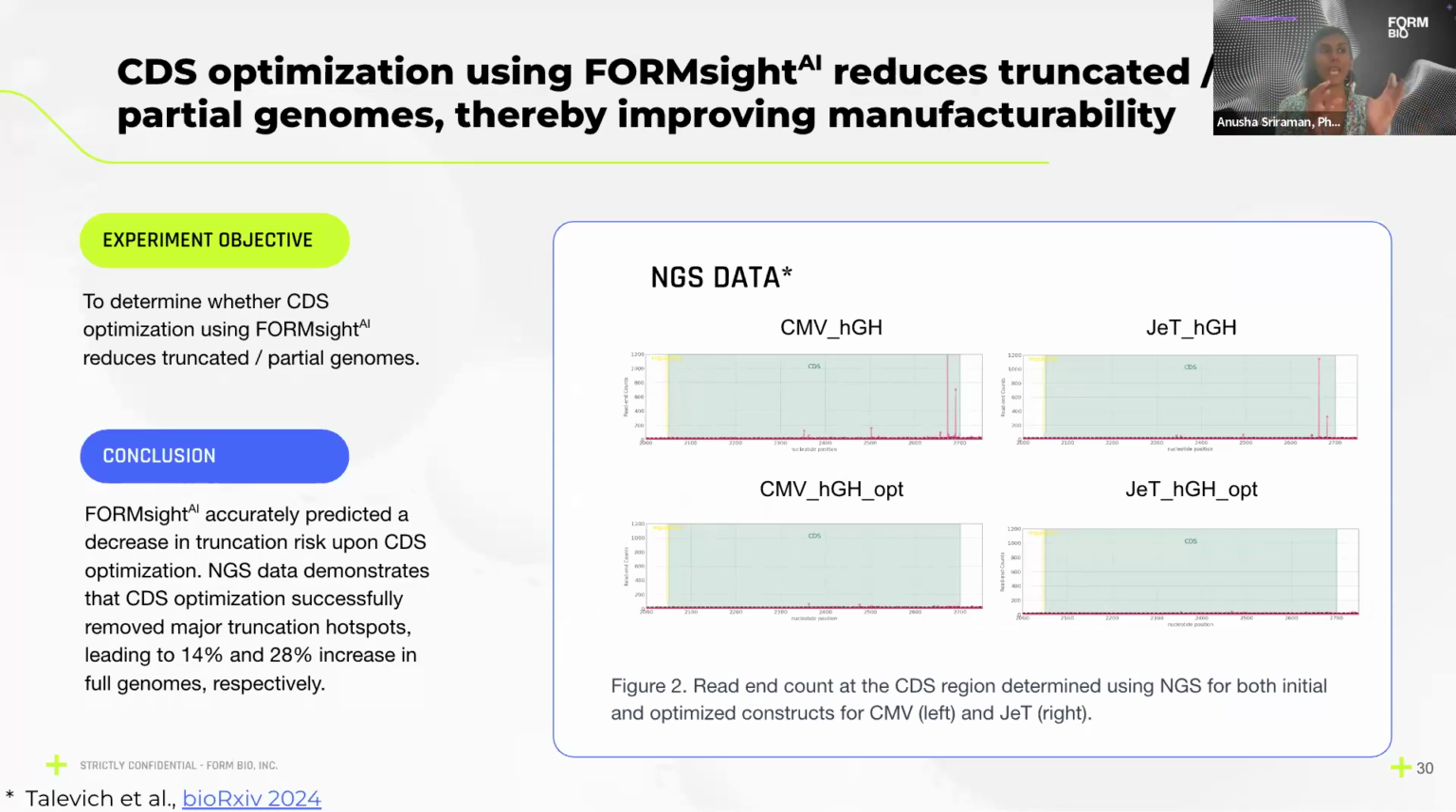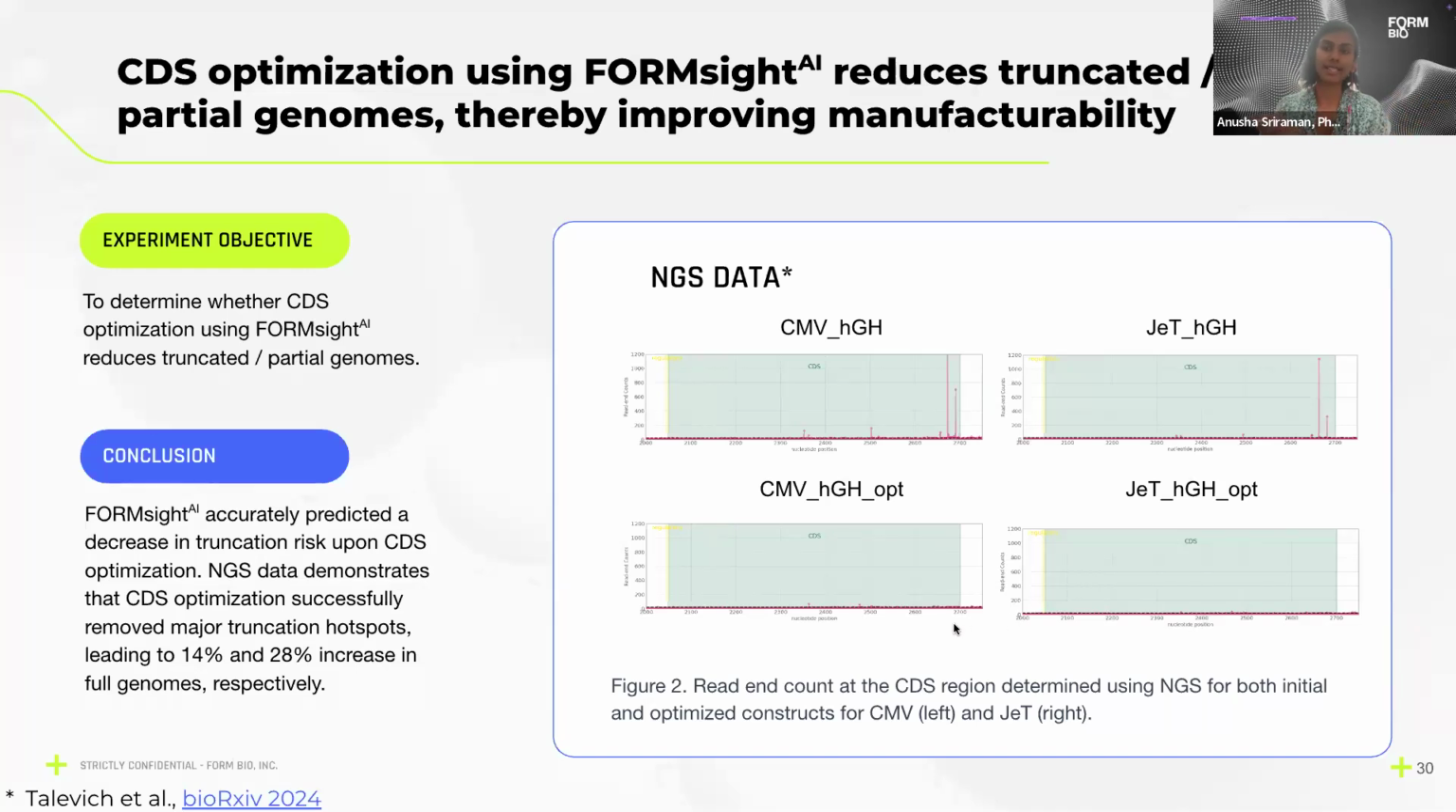In this case, we have the CMV edge and the JET edge, with the initial CDS of these particular constructs laid on top. And then on the bottom, you see the CMV edge optimized and the JET edge optimized CDS. When we compare the initial and the optimized coding sequences for both the CMV promoter and the JET promoter, what we see is that there are a lot of these truncation peaks identified within the CDS of the initial coding sequence, regardless of the promoter. And these truncation peaks are ameliorated when we look at the optimized sequence.